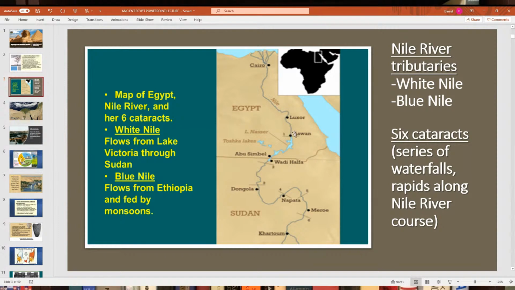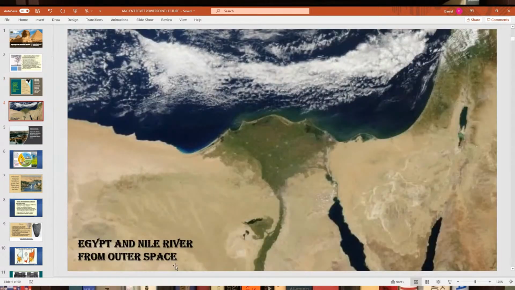Then you can see the river flows northward through Egypt and empties out into a large delta where the Mediterranean Sea is. Most rivers have a delta. This map is showing a larger delta right here. In fact, the word delta comes from the 4th letter of the Greek alphabet, delta, which is shaped like a triangle, hence the name.